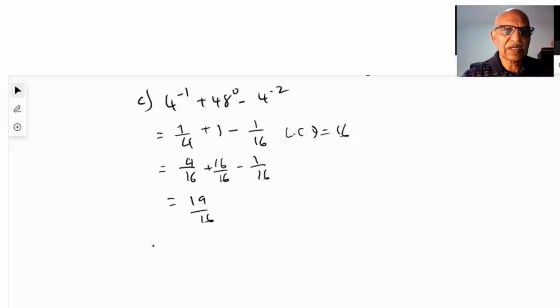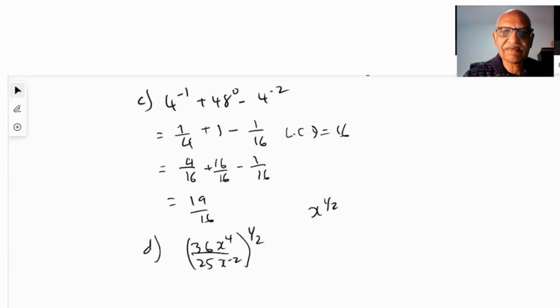Okay, so let's see D. 36 x to the power 4 over 25 x minus 2 to the power of half. To the power of half always means square root. So if I have x to the power half, it means always square root of x. So x to the power half is the same as square root of x.